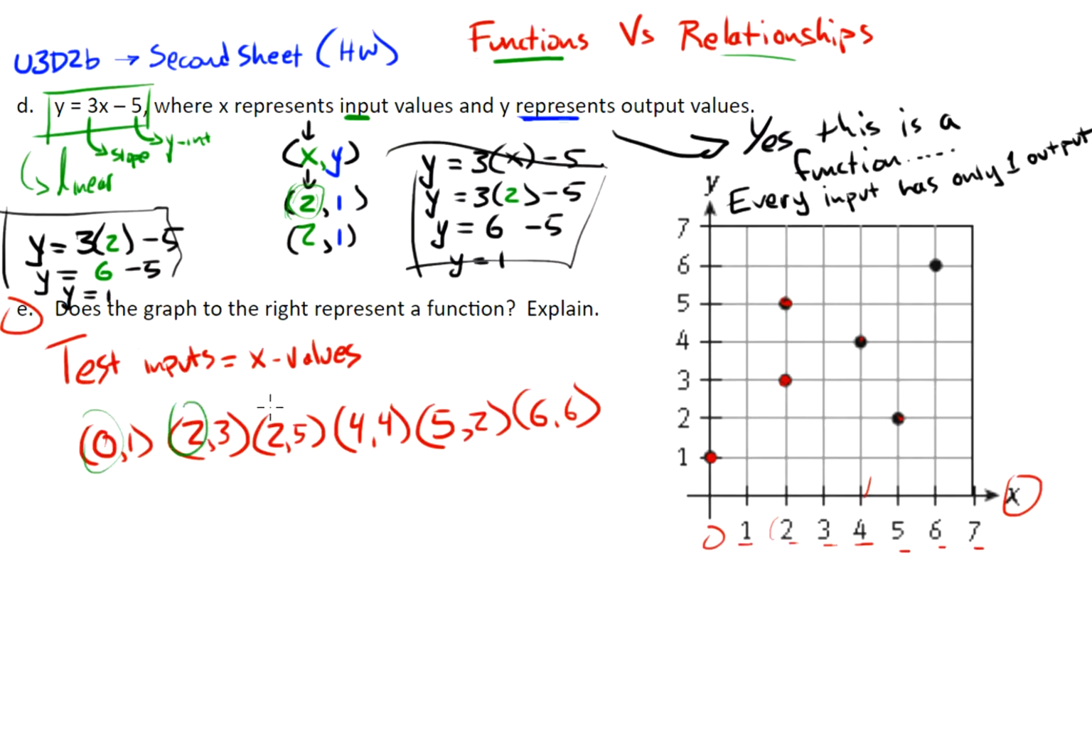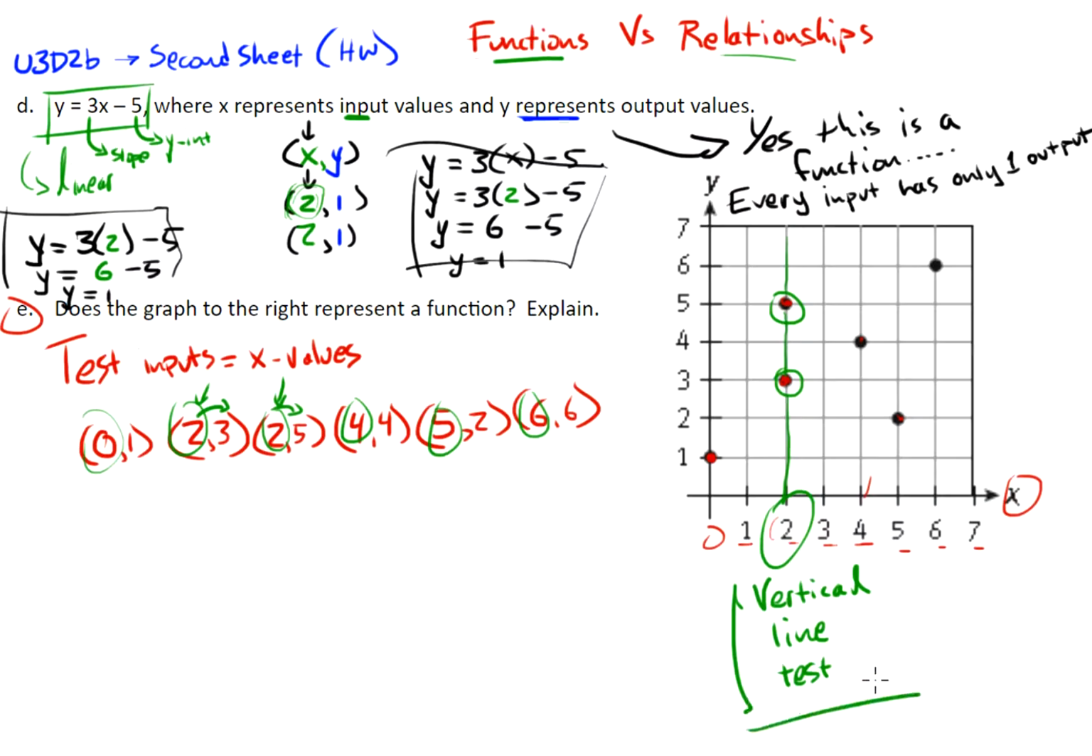Test all the inputs and see if one of them is cheating. And in fact, this guy is cheating. 2 is with 3 and with 5. In fact, you can see it here. 2 has 2 outputs on this line here. And this is actually called the vertical line test, and we are going to get into that tomorrow. All right? So we know that this is not a function.